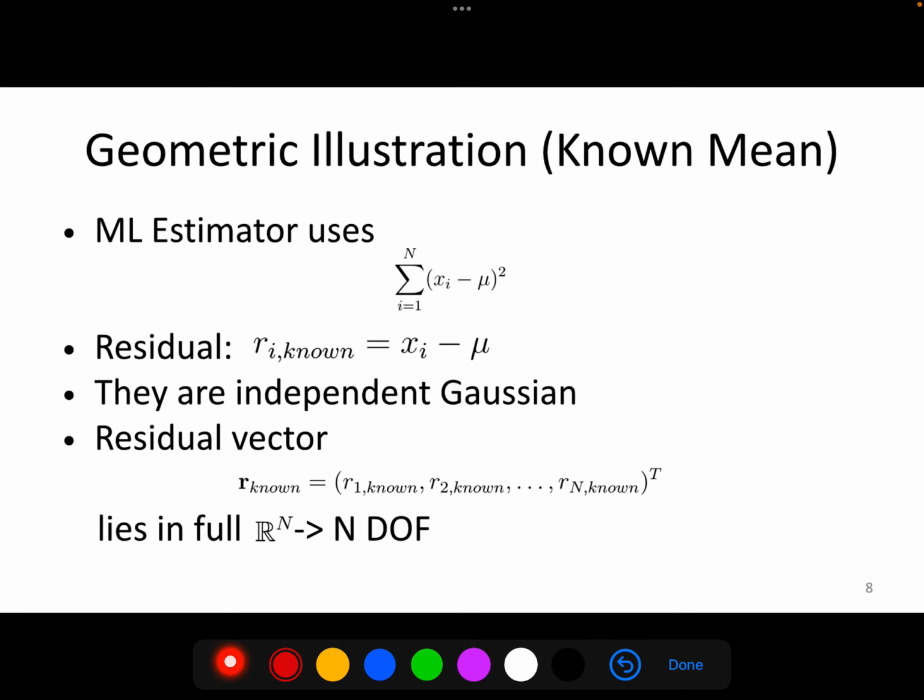Let's bring in the geometry. When the mean is known, the residuals are simply x_i minus mu. Each residual is a free Gaussian variable. There is no constraint linking them. And that means the residual vector lives in the full n-dimensional space.